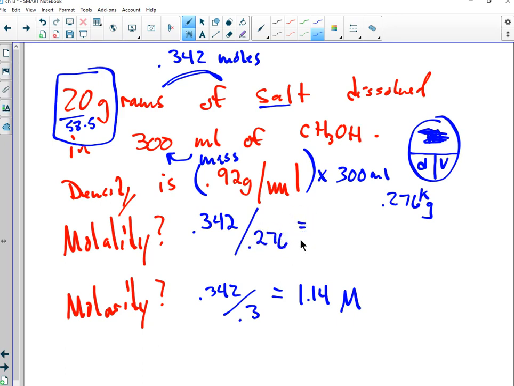And then I can find the molality of my solution, which will be close, but it is different. 1 point what? Okay. We okay with that? Should we do another one just like that? Okay.